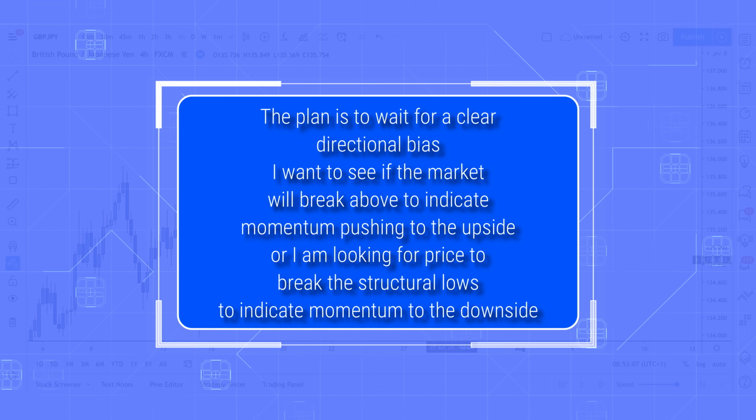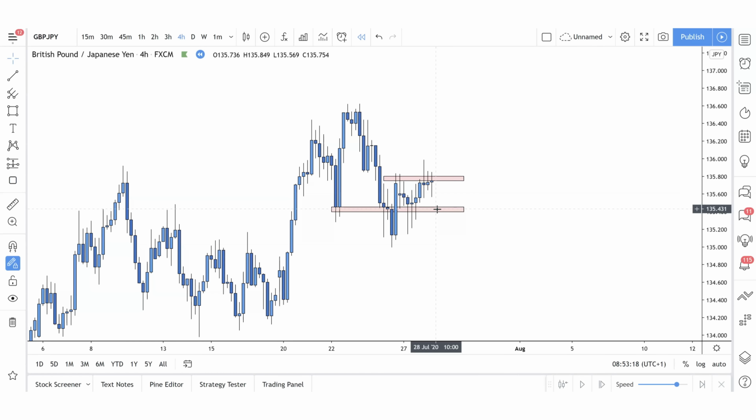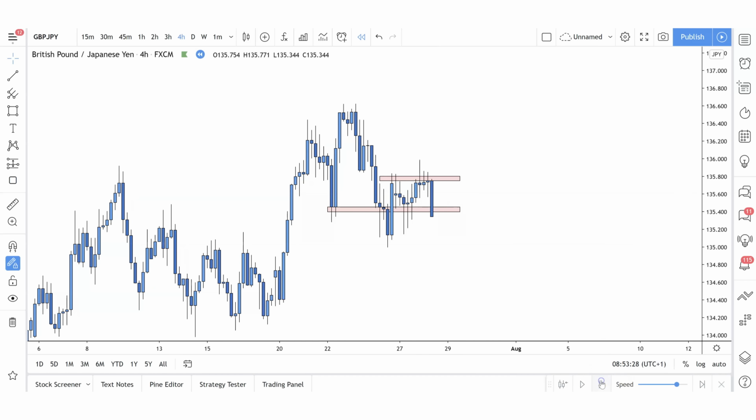I want to see if the market will break above to indicate momentum pushing to the upside, or I'm looking for price to break the structural lows to indicate momentum to the downside. Now, clearly this is on a replay mode, because if I was to do this in the live markets, we'd be looking at 4 hours until the first candle closes and I get my directional bias. So just work with me on this, okay? So now let's press the next candle.